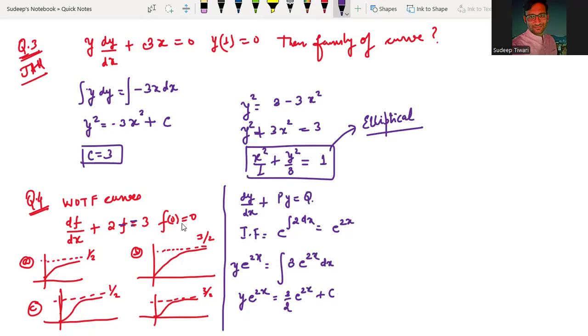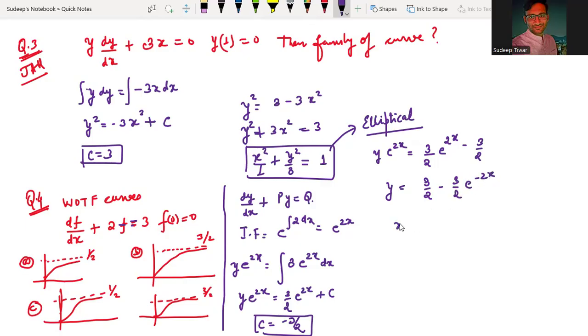And at x equal to 0, f(0) is 0, so the left side will become 0, and the right side will become simply 3 by 2, and so c would be equal to minus 3 by 2. I hope it is clear. So at the end you will get y into e raised to power 2x is equal to 3 upon 2 e raised to power 2x minus 3 upon 2. And from here you can write y as a function of x: 3 by 2 minus 3 by 2 e raised to power minus 2x.